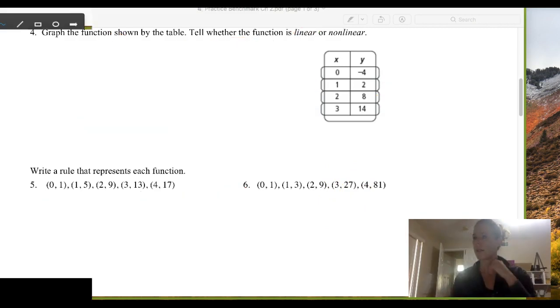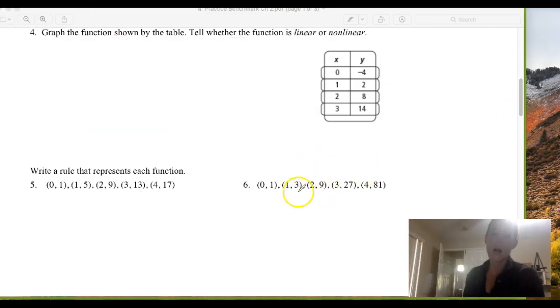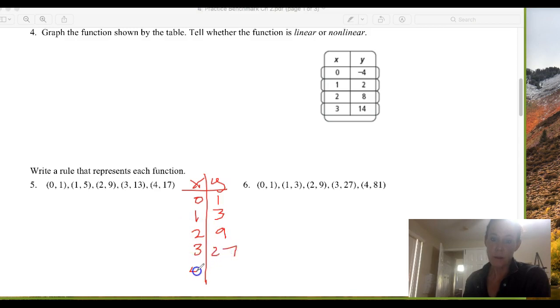Okay, let's look at number 6 and try to tell if this is linear. One way you can tell if it's linear is to graph it. And I can already tell looking at it, it's not going to be linear. Let's go ahead and write our chart. We have 0, 1, 1, 3, 2, 9, 3, 27, 4, 81. So our x values increase by 1, that's good. But our y values, look, from 1 to 3 is 2. From 3 to 9 is 6. It already isn't linear because I don't have a constant here.